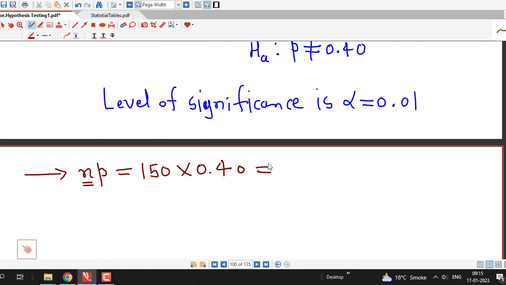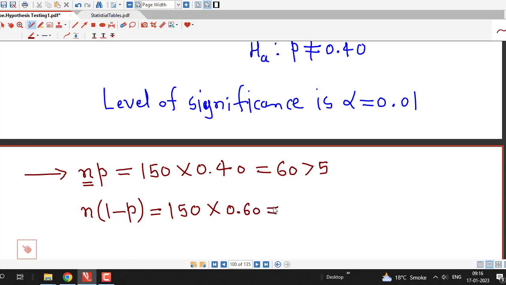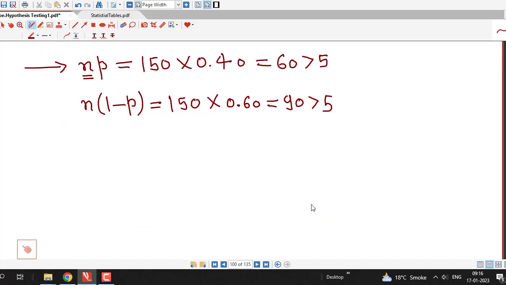So 150 into 0.40 gives me 60, and obviously it is greater than 5. I have to check for n times 1 minus p also. n is 150 and 1 minus p is 0.60. 150 times 0.60 turns out to be 90, and both are greater than 5.